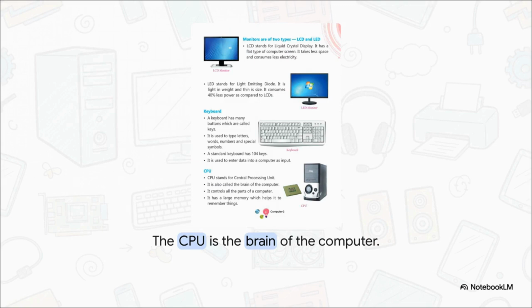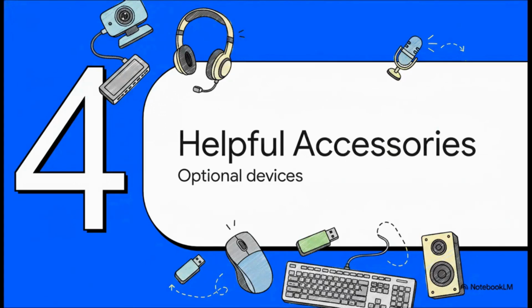And finally, we arrive at the absolute most important piece of the puzzle, the CPU, or Central Processing Unit. Think of this as the brain of the computer. Just like your brain controls your body, the CPU controls all the other parts of the computer. It handles all the processing and relies on a really large memory to help it remember things. Without the CPU, the monitor, the keyboard, the mouse, they're totally useless. They're just fancy paperweights.